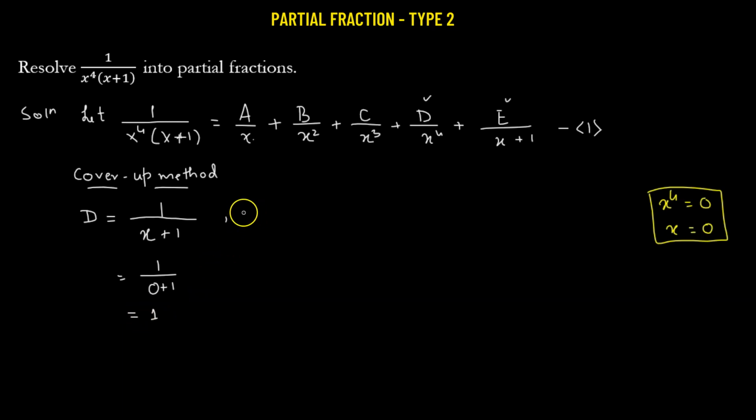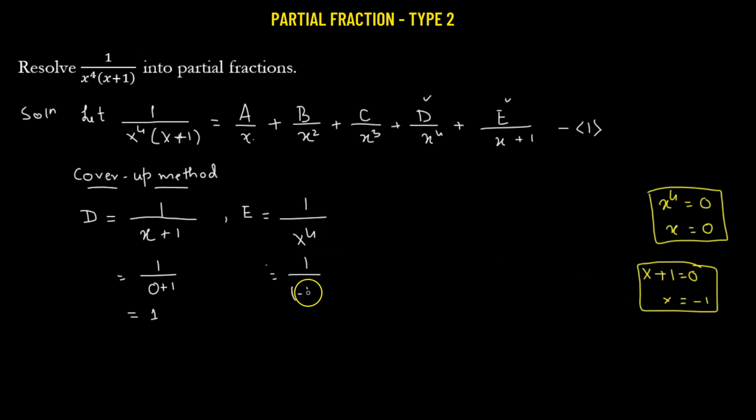Now we can find out the value of e as well. So using the cover-up method, now we're going to have 1 over x raised to the power of 4. This is the original rational fraction, but we have covered up the factor x plus 1 in the denominator. Since we've covered up x plus 1, this means that we will have to equate x plus 1 to 0, and this gives us x equals negative 1. So we are going to substitute x with negative 1 into this particular rational fraction. So we're going to get 1 over negative 1 whole raised to the power of 4. So this is going to give us a value of 1.